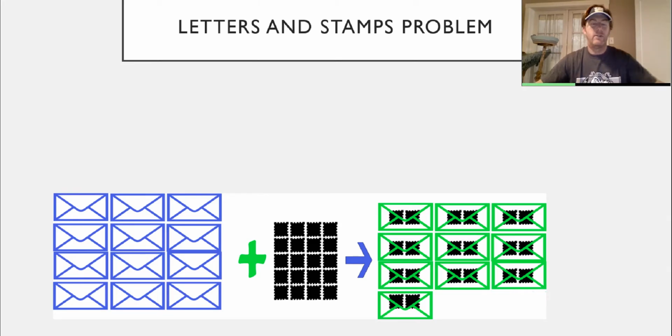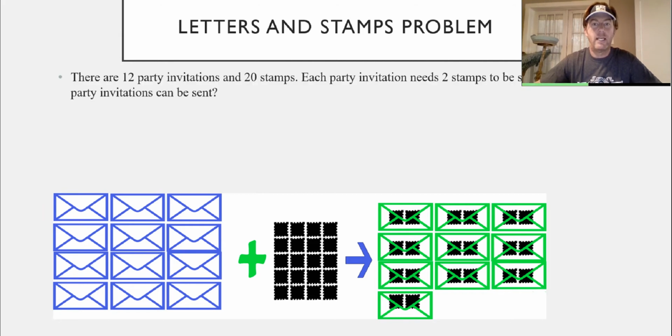First thing to think about, here's an analogy. We've got some invitations and we have some stamps. So we're going to have a party and invite some people over. And so we got 12 invitations, and you got a book of stamps. You got 20 stamps. Well, these invitations are kind of thick, and so it takes 2 stamps to mail them. So you think, well, how many invitations can be sent out?